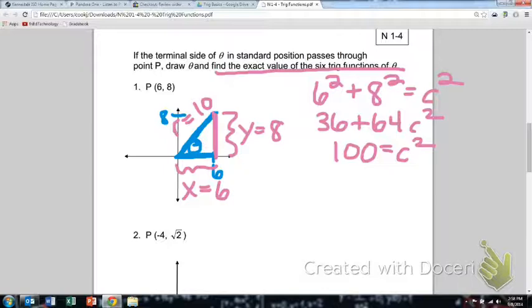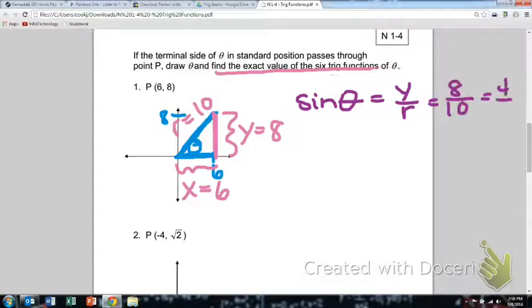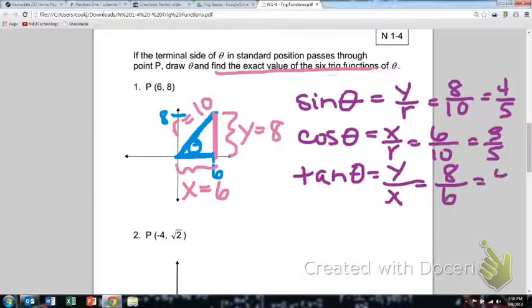And so now you should be able to, I'm going to erase this over here, write the 6 trig functions. So let's see. So sine we said was y over r. So it would be 8 over 10, or 4/5 if you reduce it. Cosine would be x over r, or 6 over 10, or 3/5. Tangent, y over x, so 8 over 6, or 4/3.